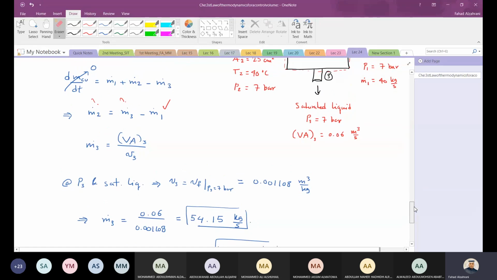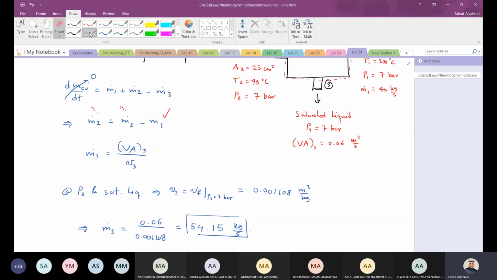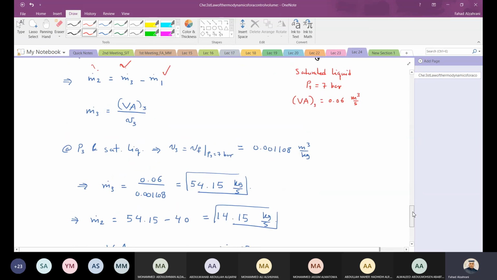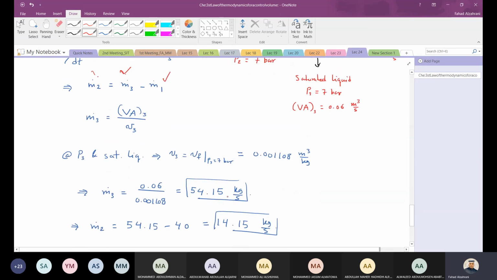Now M dot 3 is found, so this is now given. Now simply take the difference from the mass balance and you get M dot 2. This is steady state operation. You find M dot 2 as 14.15 kilograms per second.